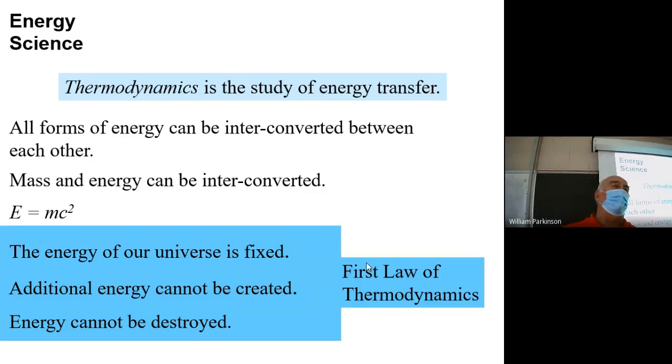We have a universe which operates under what we will call conservation of energy, meaning all the energy is here. We're just moving it from form to form. We're never making any new energy. We're just changing it around from one type of energy into another type of energy.